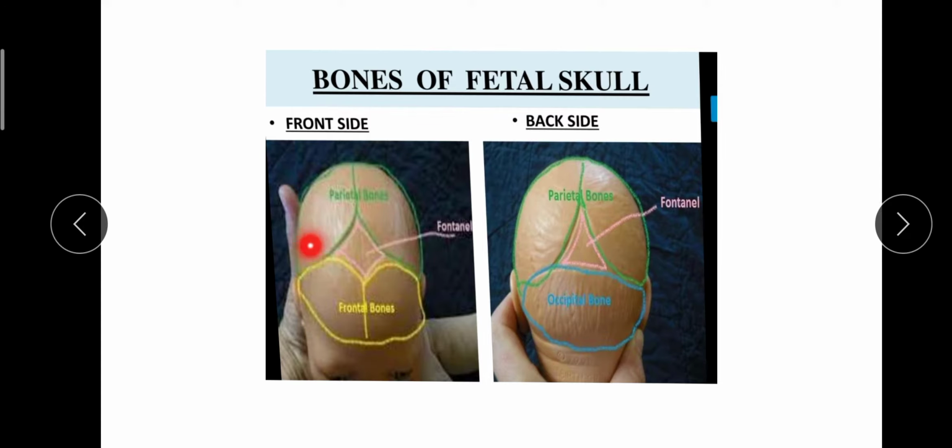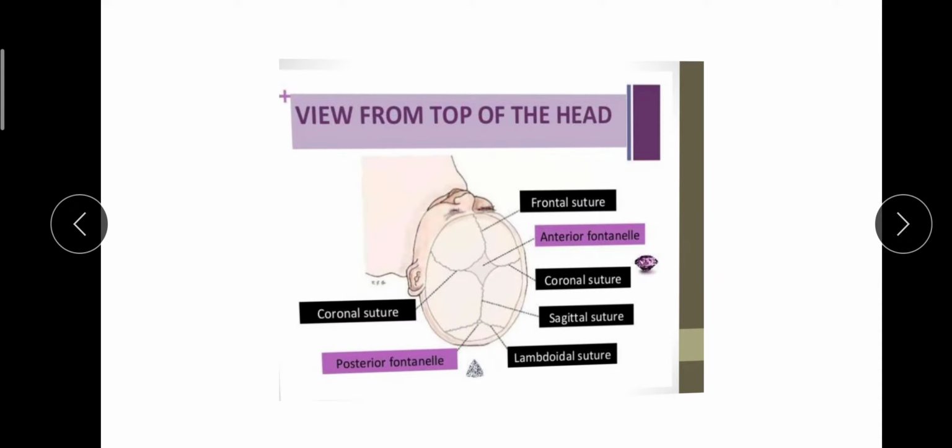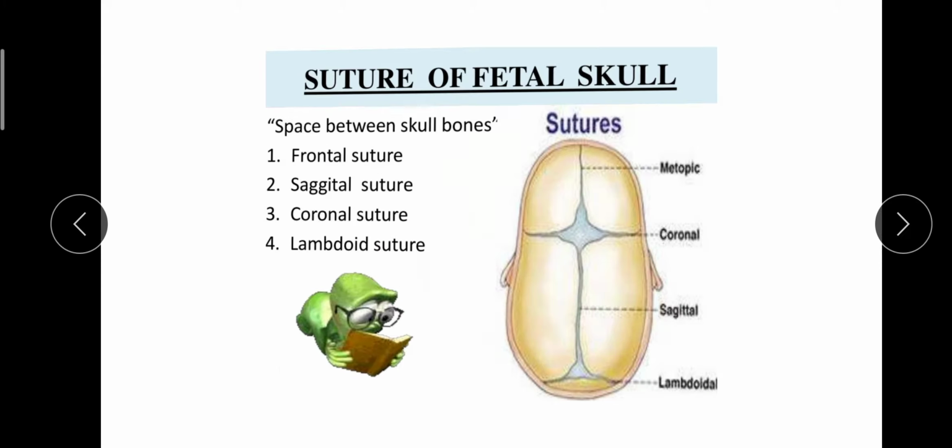Here all the bones come and join together, and that part is called the fontanelle. I'll tell you about the fontanelles also in detail. In this picture you will get an idea from the top of the head, what the bones, sutures and fontanelles are. You can go through this picture. It is a top view of the head of the fetal skull.